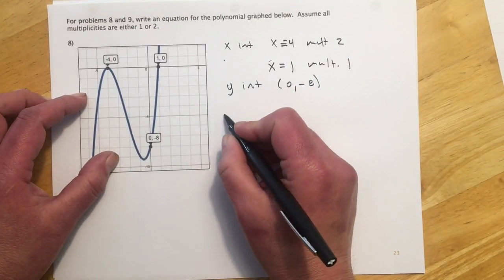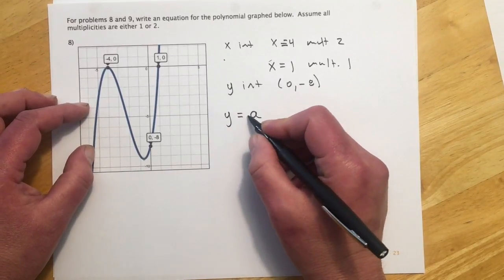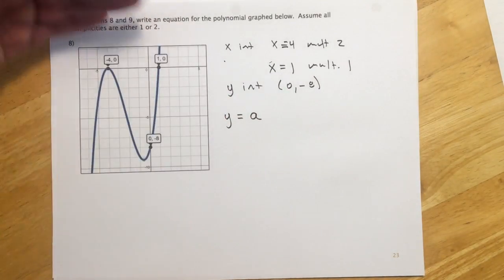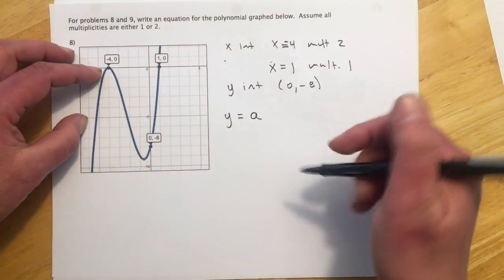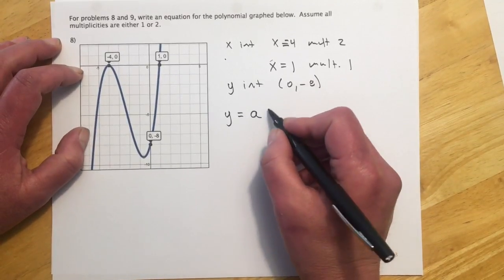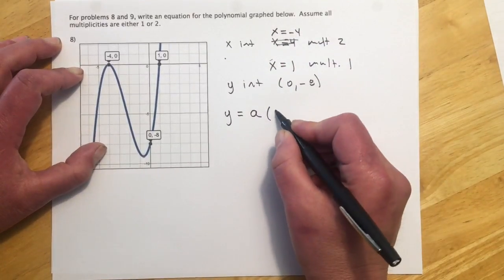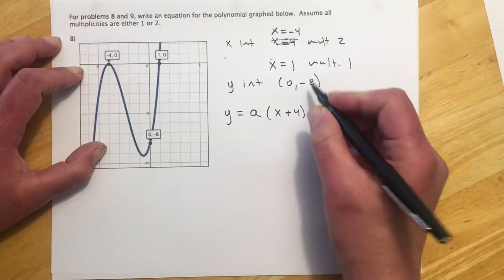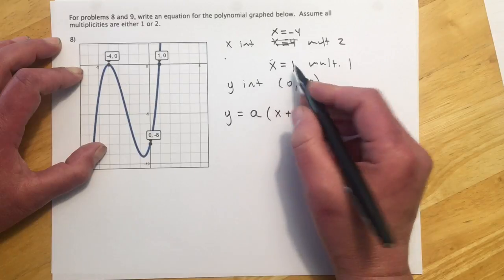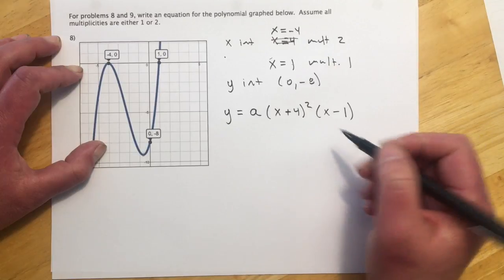So what that means is I'm going to have a function of the form y equals, there could be a coefficient out front. It could be positive or negative. We can kind of look at the graph and know it's positive, but it could have a number in front that's making it stretch or shrink and still have these same intercepts. So we're going to let that stand in as an a and then try to figure out what it would be. I have x equals negative 4. So that means I have a factor of x plus 4, and that's multiplicity 2. And then here I have a factor of x minus 1 because it's multiplicity 1 at 1.